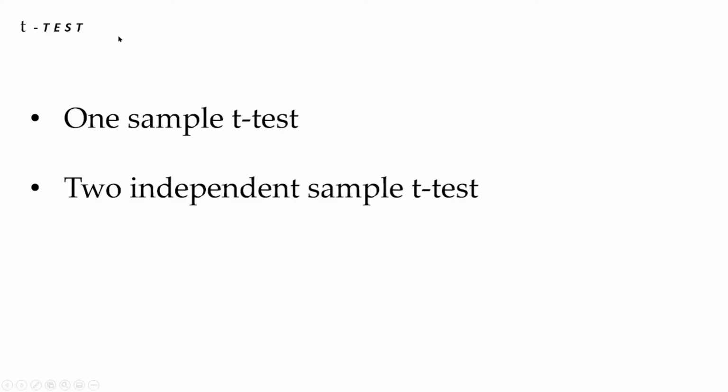And now we have hypothesis testing using the t-test. Under t-test we have two types: one is the one sample t-test and the other is the two independent sample t-test. The one sample t-test is also called a small sample test. We can use this t-test for a sample size of less than or equal to 30. In the one sample t-test, the degrees of freedom is given by n minus 1, where n is the sample size.